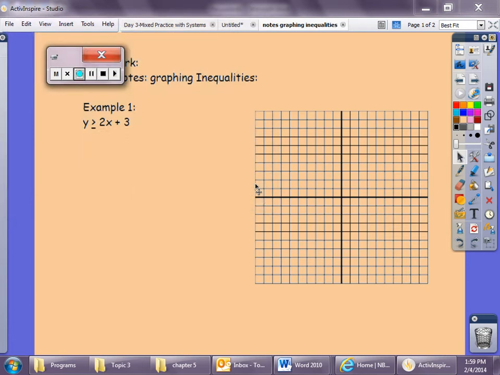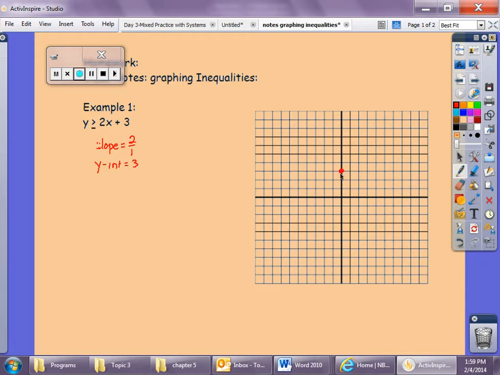Alright, today's notes are starting to get into graphing inequalities. So we're going to look at two examples, and we already know how to graph. This one is in slope-intercept form, y equals mx plus b, except that it's an inequality: y is greater than or equal to 2x plus 3. We know that the slope is still 2 over 1, and the y-intercept is 3.